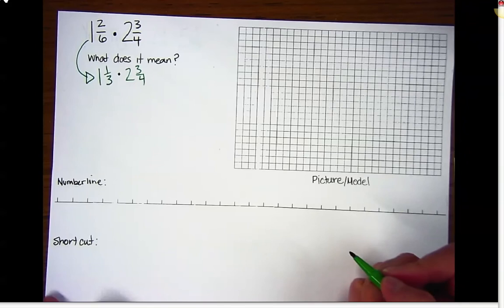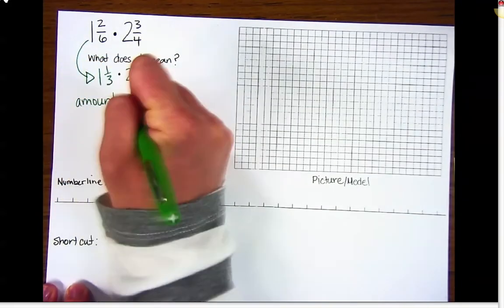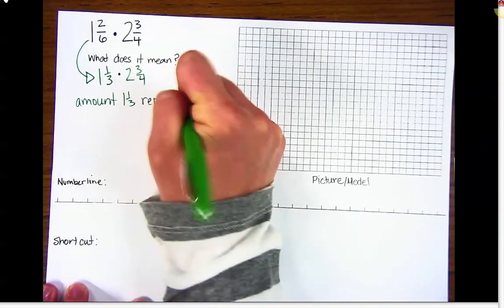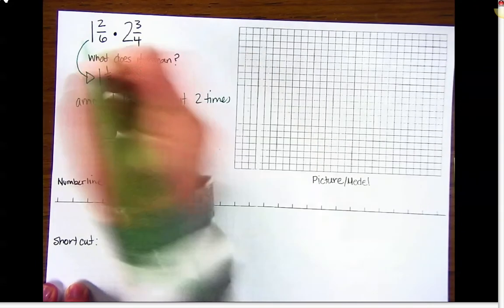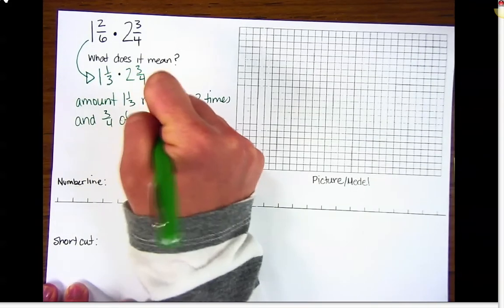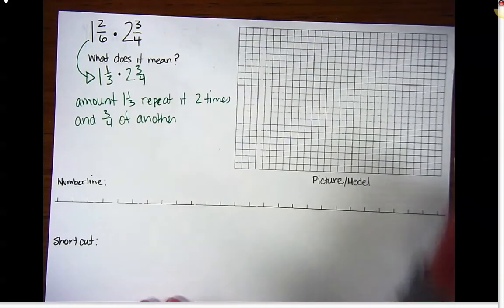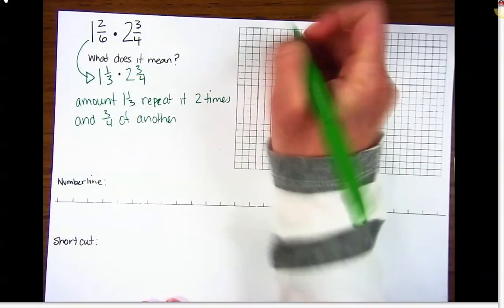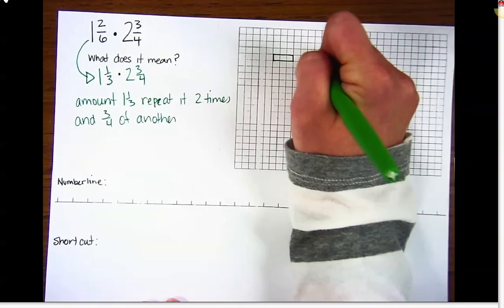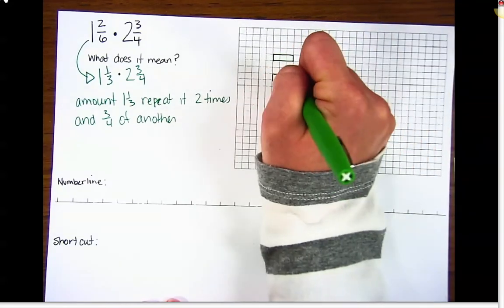So what is that going to look like? I'm going to take the amount, 1 1/3. I'm going to repeat it 2 times, and 3/4 of another. So I'm going to go ahead and draw that out. My 1 1/3. So 3 make a whole, excuse me. So there's 1, and this is where my third is going to be. I'm going to do that 2 whole times. I'm doing the easy part.